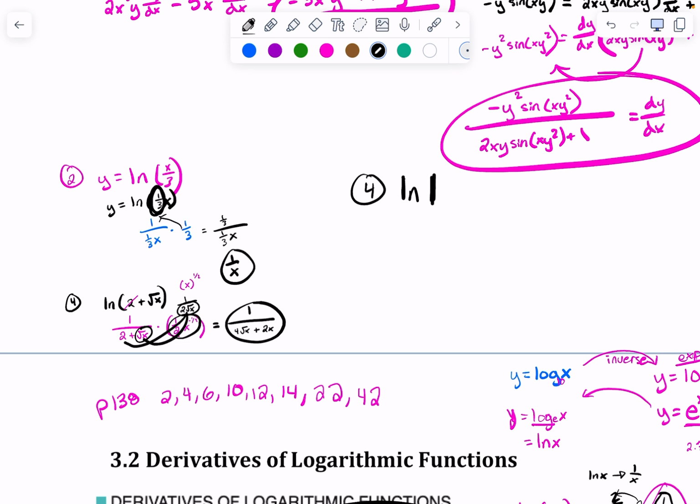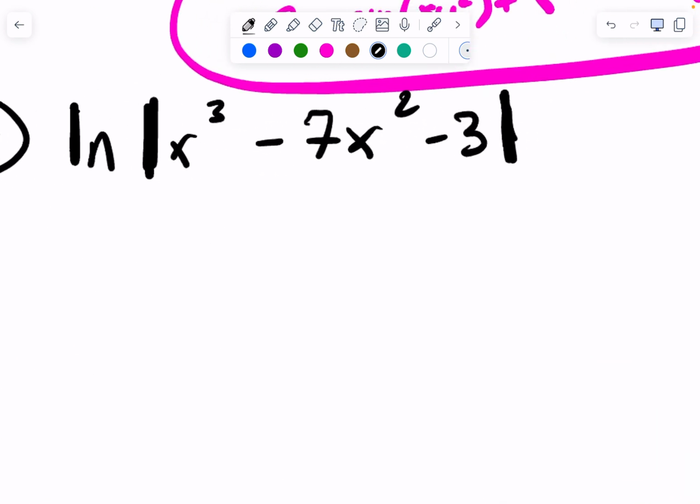The absolute value doesn't change anything. X cubed minus 7x squared minus 3. How do we do that? Take the derivative. 1 over all that, and then we have to find the derivative of it. That's not that bad. That's a power rule.